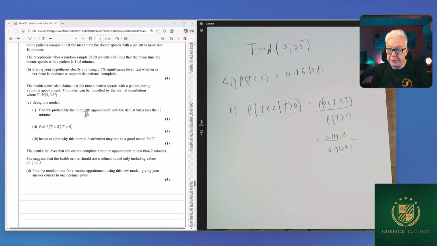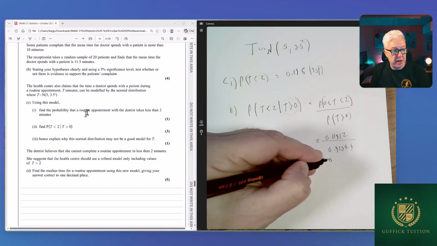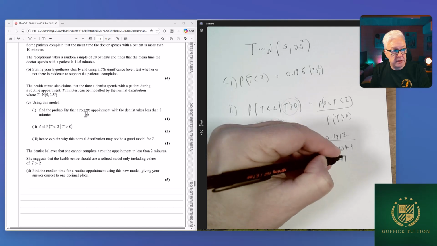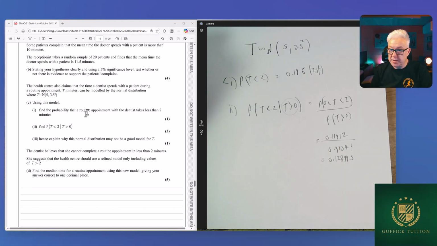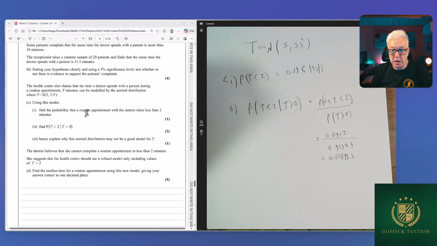0.11912, like so. That's fine. And then when we work that out, that turns out to be 0.128995. So that's the answer to part 2 there. So a couple of little tricky things where you could trip up there.